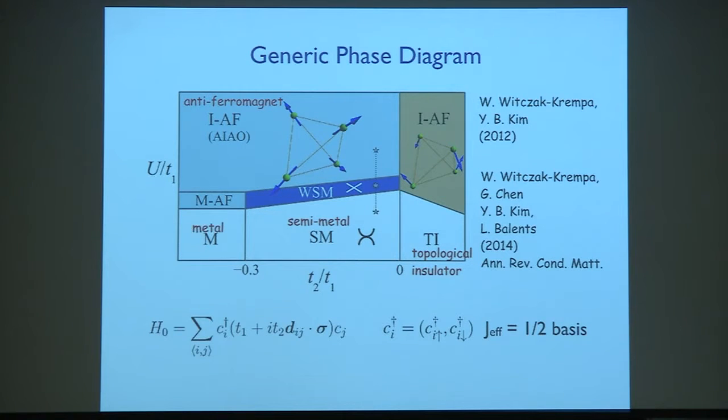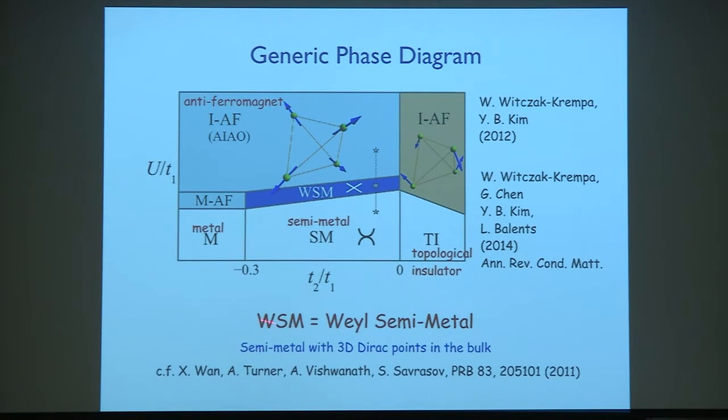And what is interesting is that when you go from here to here, you almost have to go through the intermediate phase called the Weyl semimetal. This is the semimetal with three-dimensional Dirac points in the bulk. I like to emphasize that the magnetic order already exists here in the Weyl semimetal. It's just that it doesn't open up a gap immediately.